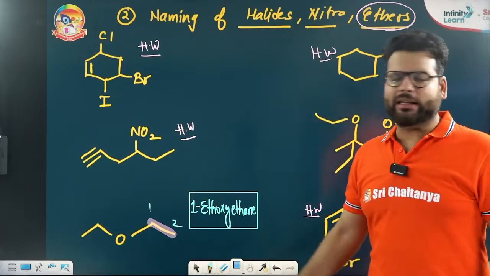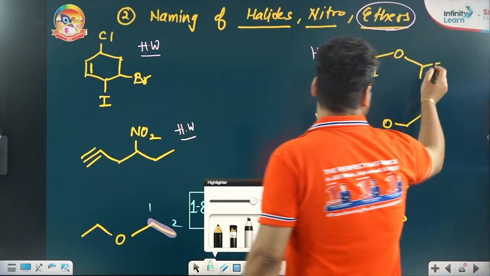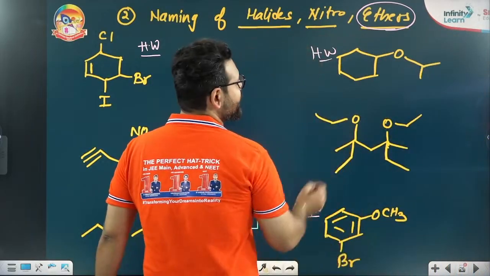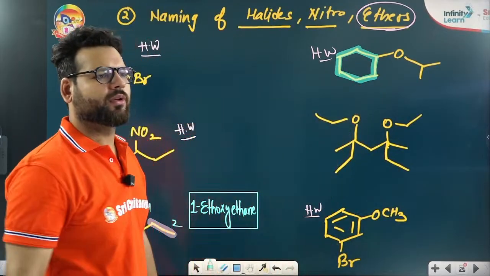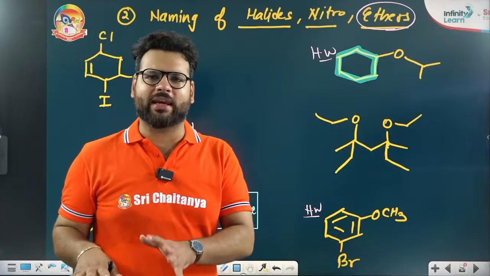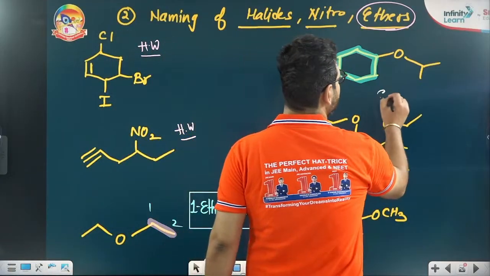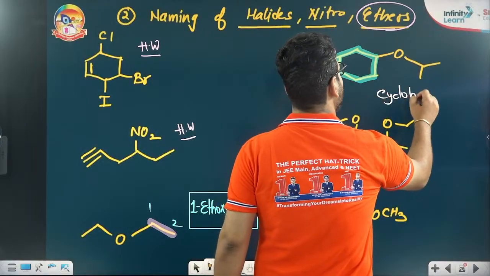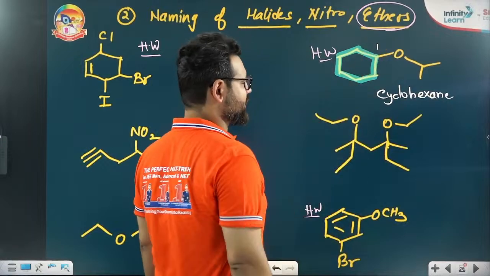Next one. I'll tell you this one also. So you can see here, if I take only a 3 carbon parent chain here, I can take a 6 carbon parent chain. So let me go for the 6 carbon parent chain. So it's a cyclohexane. Now numbering of the parent chain, so that the locant comes on first number only.